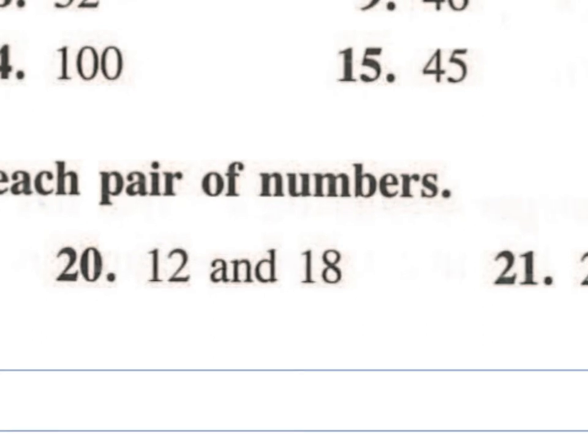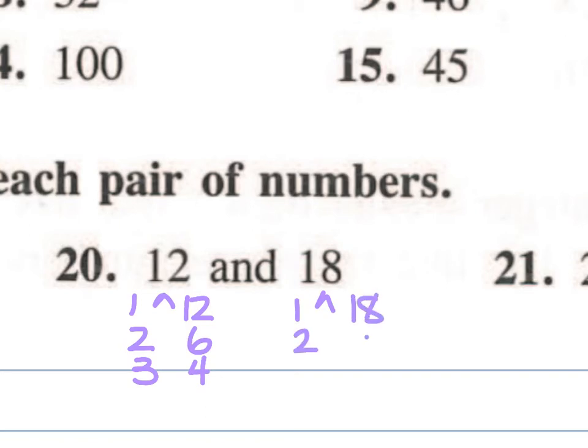For 20, we have 12 and 18. So the 12 is 1 and 12, 2 and 6, 3 and 4. The 18 is 1 and 18, 2 and 9, 3 and 6. So the greatest common factor there is the 6.